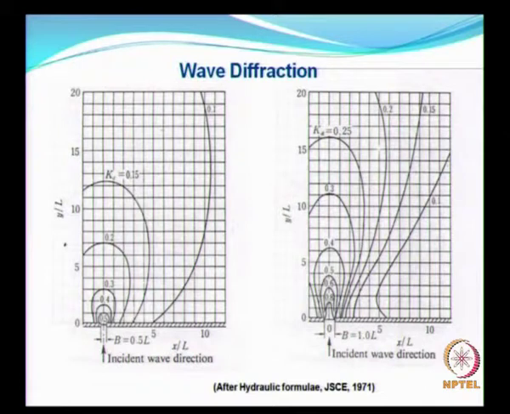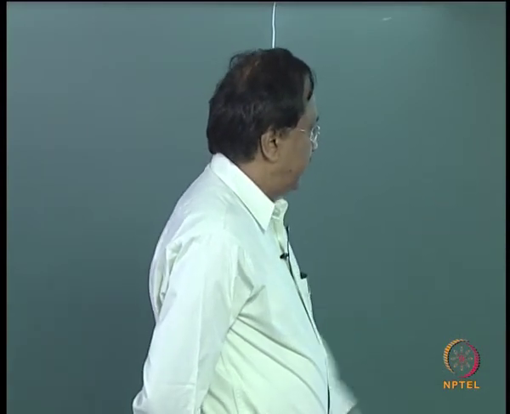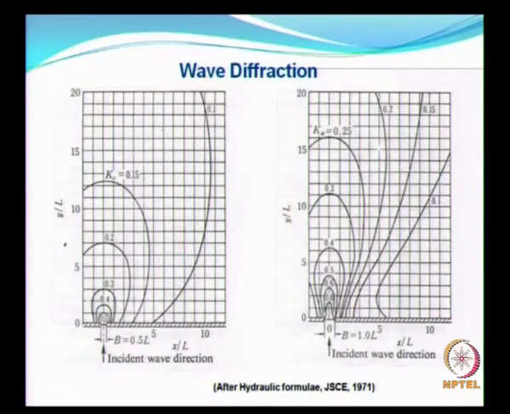There is published literature available which can be used to some extent, like nomograms, after the hydraulic formulae from JACE published in 71, and some of these results are available in a number of textbooks. Some of these textbooks are listed at the end of the lecture.